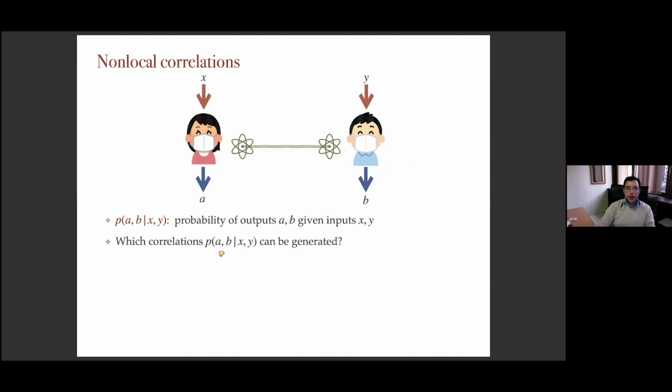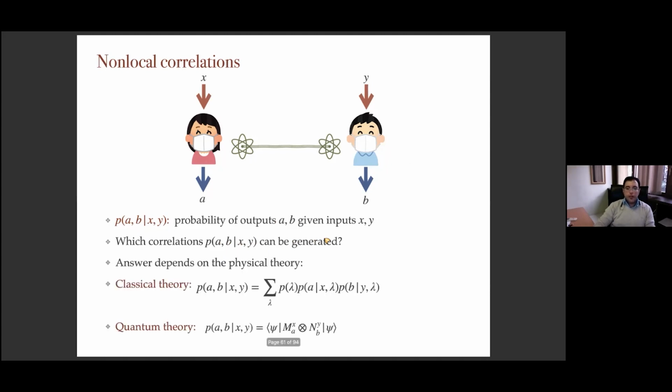And the question is, what kind of distributions, such conditional distributions, can be generated in this setup? And of course, the answer depends on the physical theory. If we have a classical theory, or in fact a local hidden variable theory, then this conditional distribution can be written in this way, where lambda is essentially this shared randomness. In the classical case, it's a shared randomness.